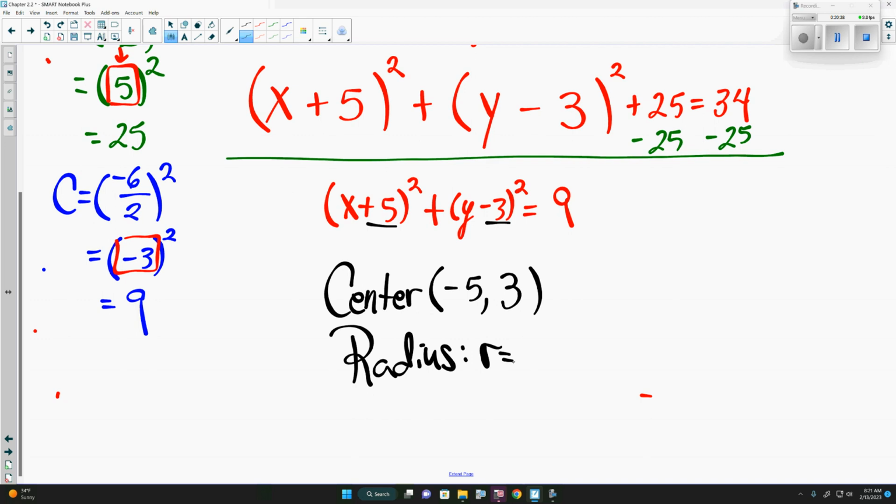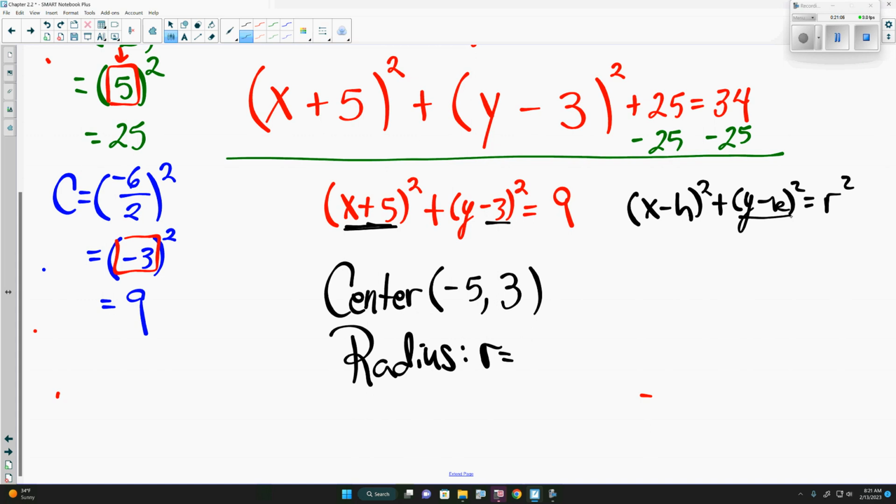Again, if we look back at the formula, it's (x minus h) squared plus (y minus k) squared is equal to the radius squared. Well, the only way I can turn x minus h into x plus 5 is if the value of h is negative. For y minus 3, we already have the y minus, like with y minus k, so k is just 3. We have that change of signs.